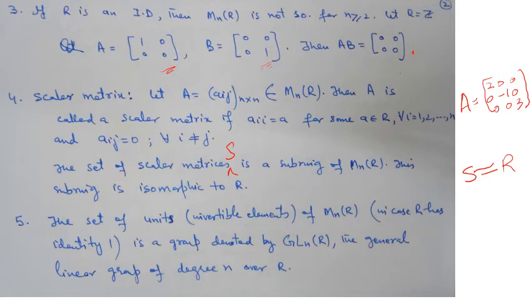Another fact: the set of units, that is invertible elements of the matrix ring, is a group denoted by GL_n(R). This is the general linear group of degree n over R. But this situation arises in case R has identity. So if R has identity, then M_n(R) has identity, and the set of units forms a group, and the group is called the general linear group of degree n over R.